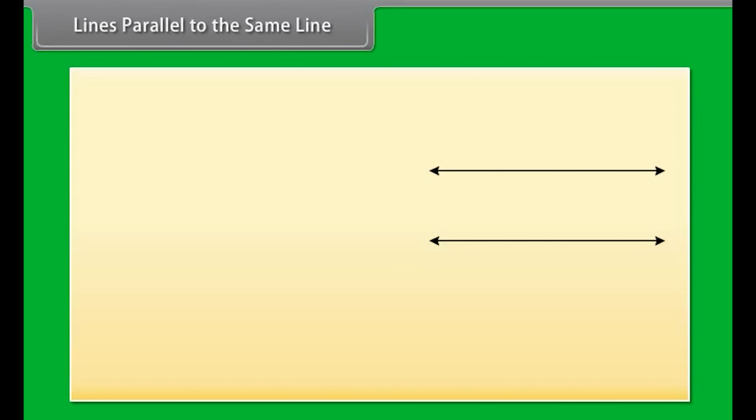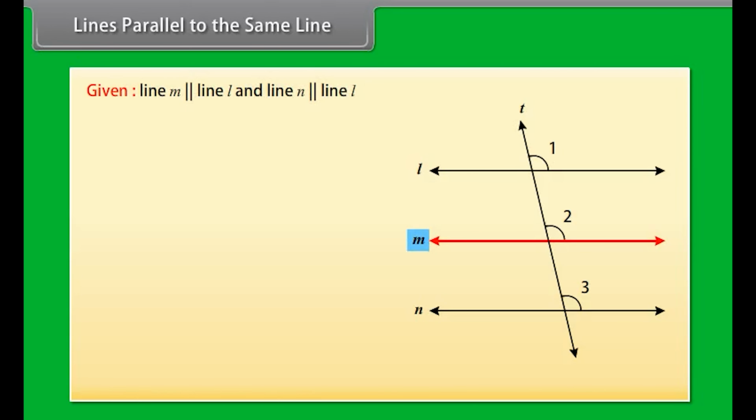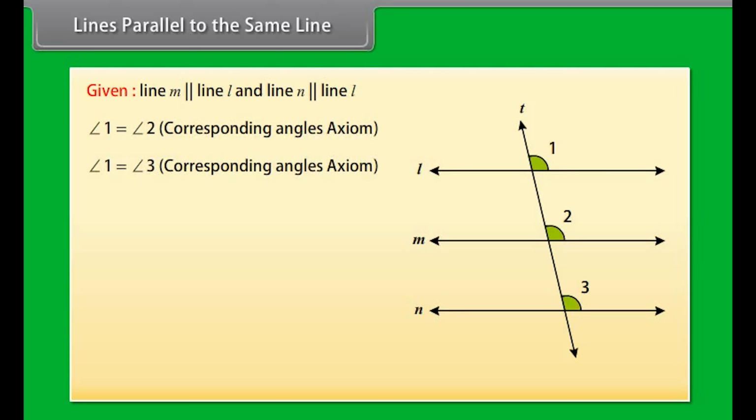Lines parallel to the same line. Let us now check that if two lines are parallel to the same line, then they will be parallel to each other. Look at this figure. Here line M is parallel to line L and line N is parallel to line L. Let us draw the line T as a transversal for lines L, M and N. It is given that line M is parallel to line L and line N is parallel to line L. Therefore, by using the corresponding angles axiom, we can say that angle 1 is equal to angle 2 and angle 1 is equal to angle 3.